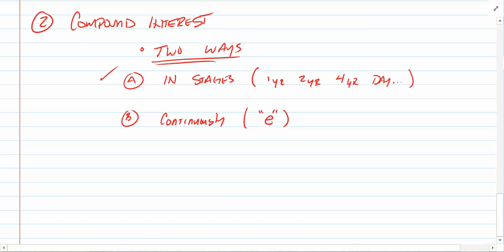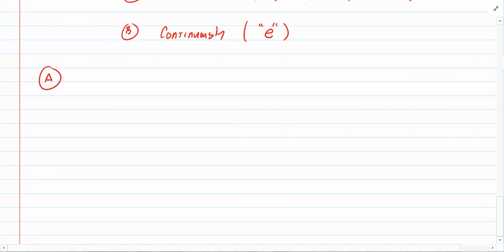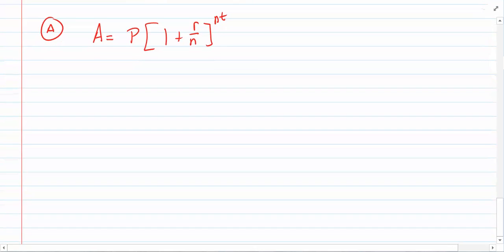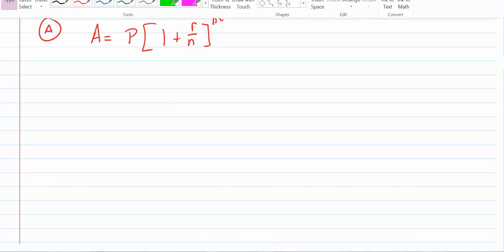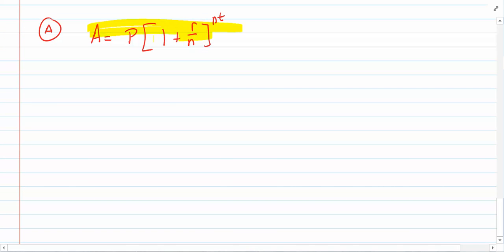So let's talk about each of these ways individually. Compound interest can happen two ways. It can happen in stages or it can happen continuously. So let's talk about the first part here, in stages. The formula that we're going to use for this one is going to be A equals P(1 plus R over N) all raised to the NT. So let me tell you what each of these things mean. This is an important piece right here. We're going to want to make sure that we pay close attention to this formula.